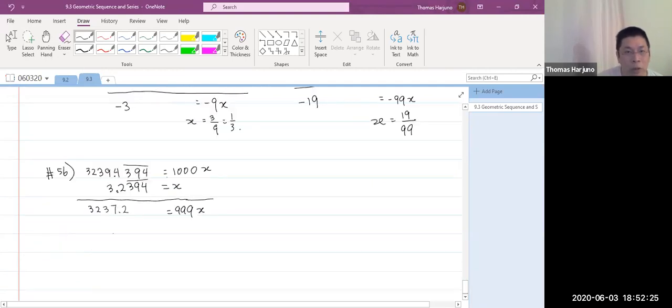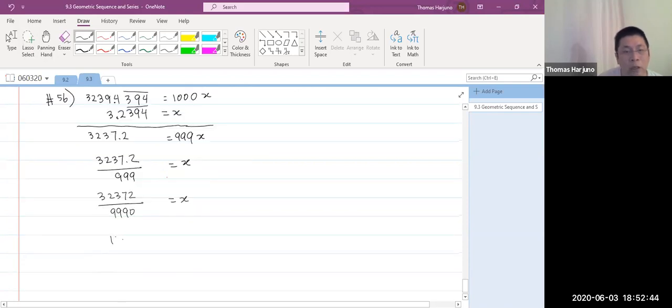So 3,237.2 over 999 is our x. Move the decimal point once to the right, give me 9,990. And of course, you reduce by 2, you get 6186 over 4,995. No, it should be 6 here, not 7. Subtract that.